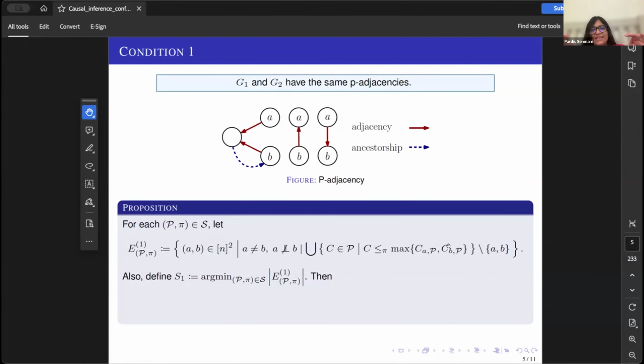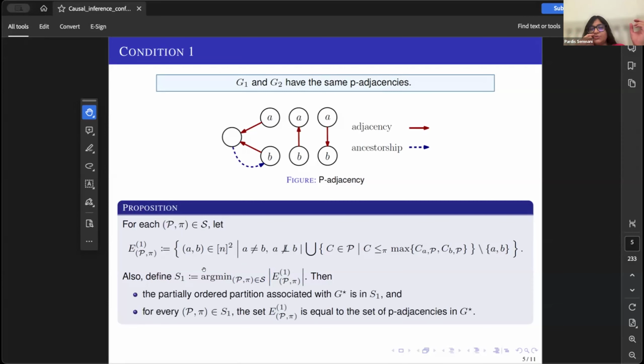So it turns out that if we take S1 to be the set of all partially ordered partitions that minimize the size of this set E1, then first, the partially ordered partition associated with our original graph is indeed in S1. And next, every partially ordered partition in S1, that is every one that minimizes the size of the set E1, has E1 equal to the set of P adjacencies in G star.